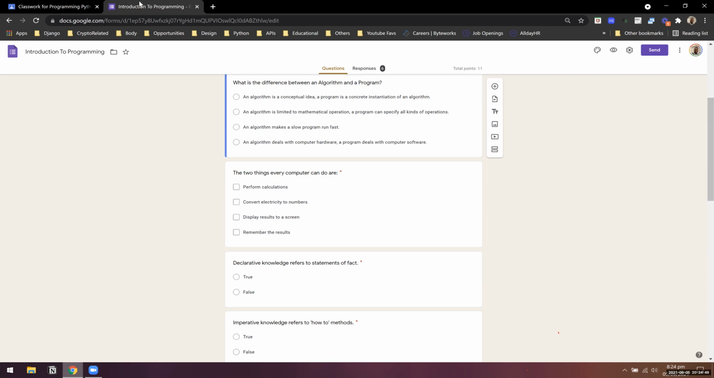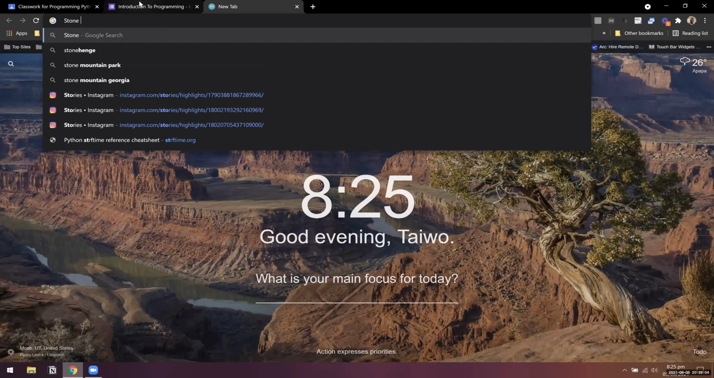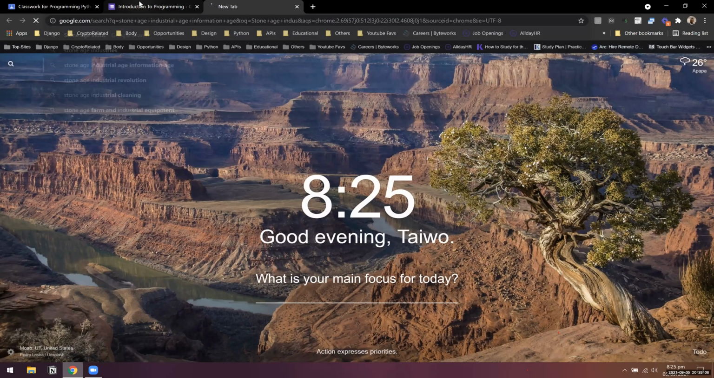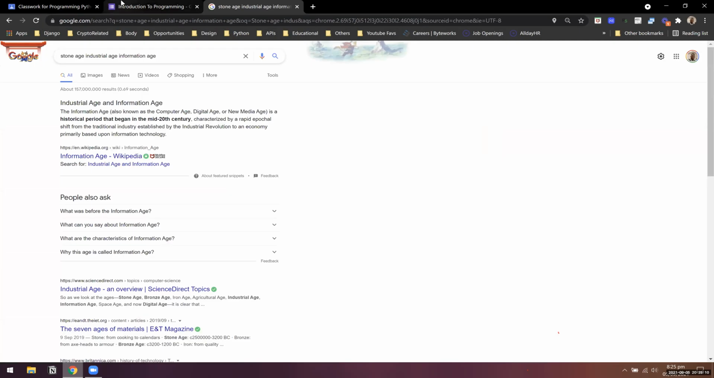One of the things you would notice that man has been doing since the very beginning, from the Stone Age to the, what do you call that other age again? Is it the industrial age? I think there was an age between. I can't remember. Let me quickly do a search. Stone Age, industrial age, information age. Yeah, there were a number of them.